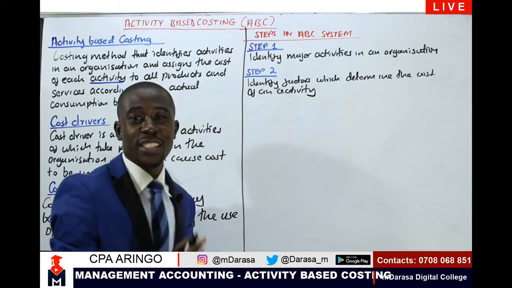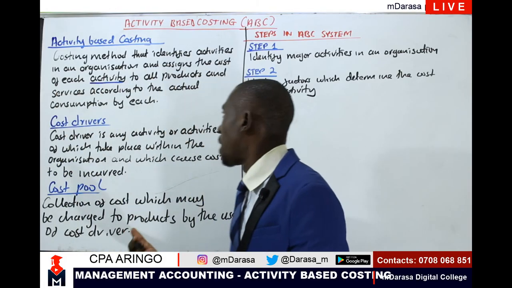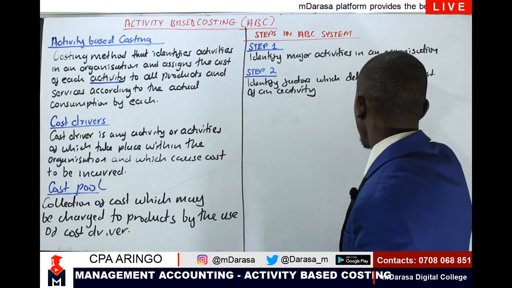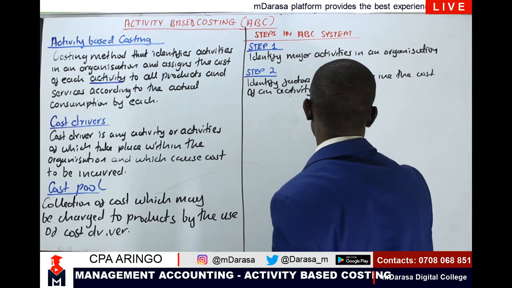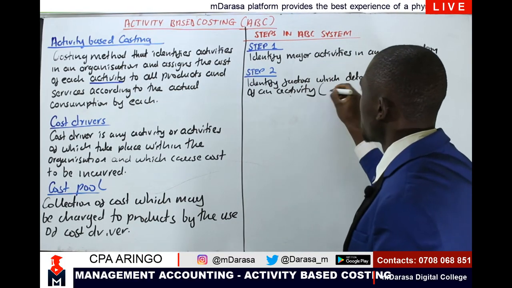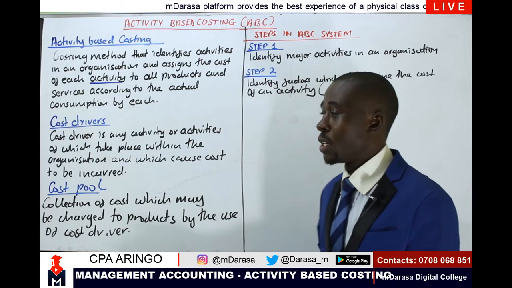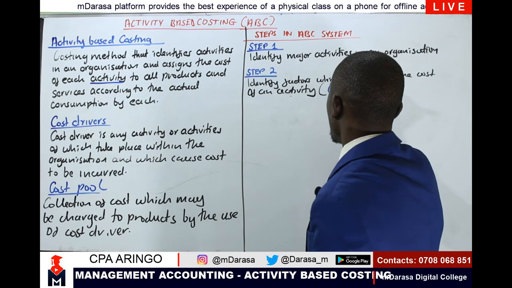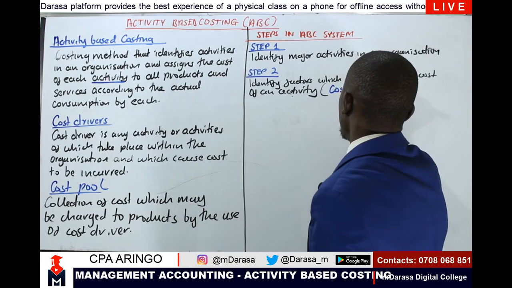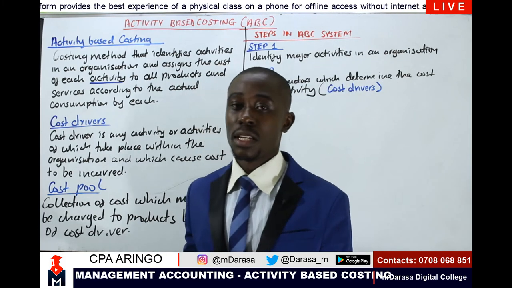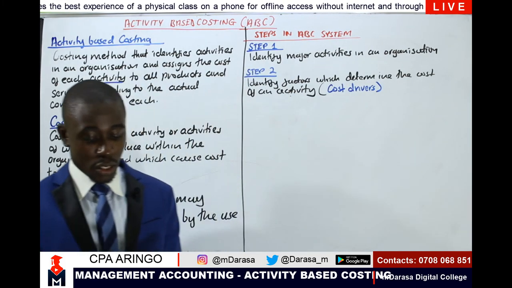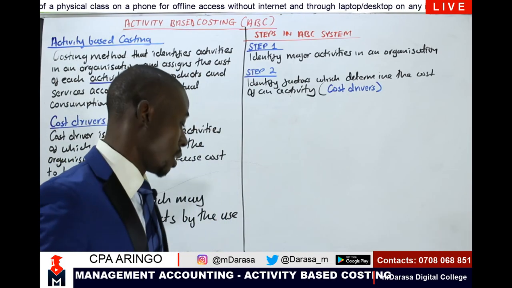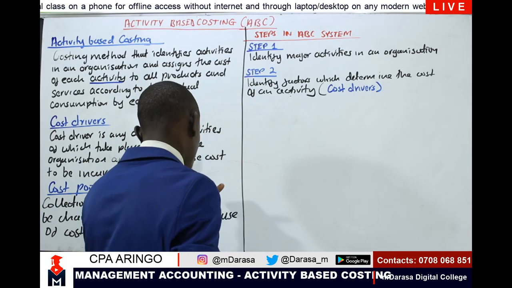A very key concept, and the beauty of it is that if we are asked to identify the factors which determine the costs of an activity, ideally at this point a good student will recall the aspect of cost drivers. So step number two is upon us to identify the cost drivers. A very key step. We normally look at examples of these cost drivers.